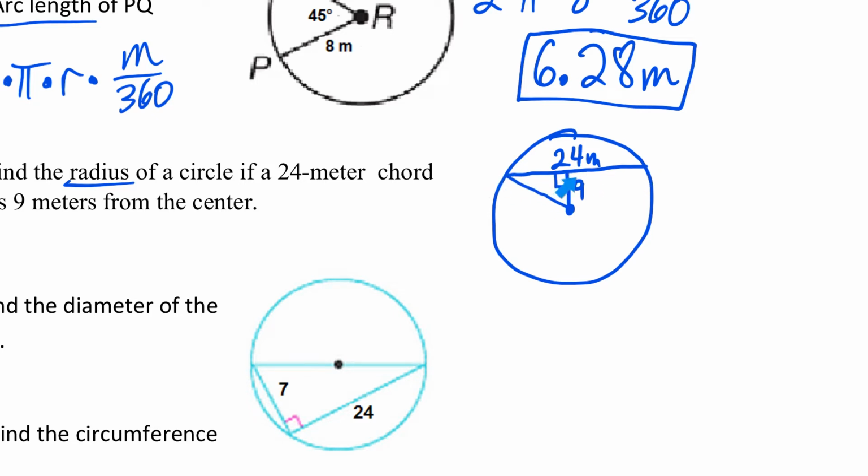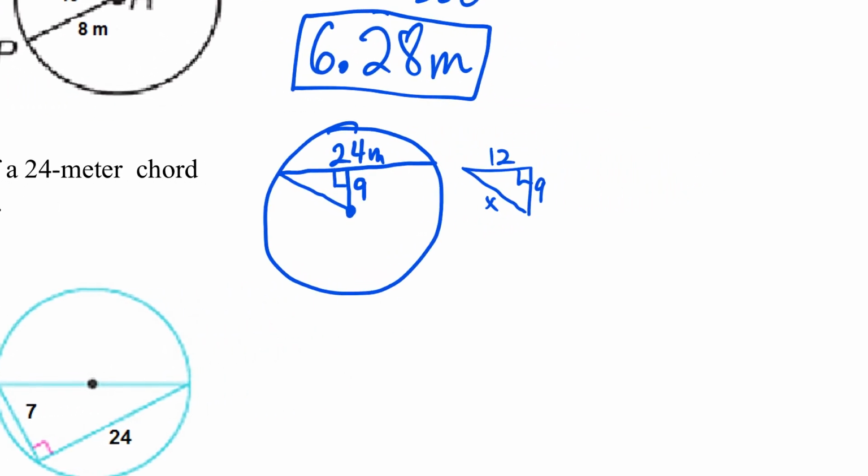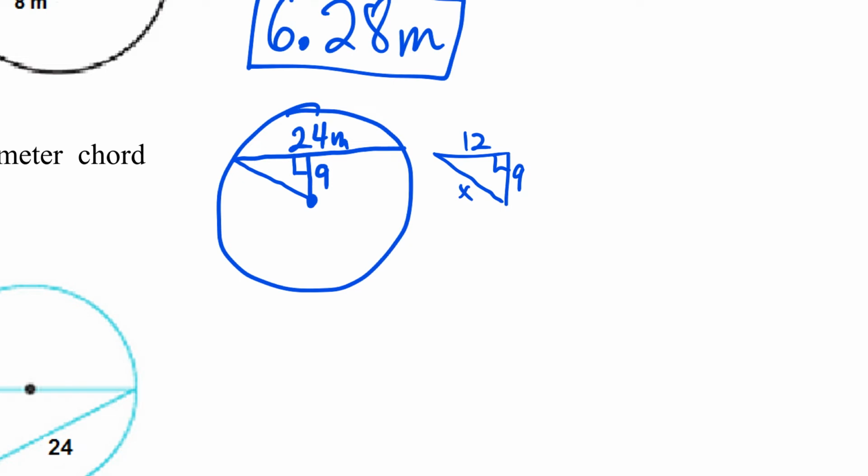So how long is it going to be from here to here? 12. So basically inside of this, you're going to have where this side is 12, this side is 9, and we're looking for this side, which is going to be the radius of the circle. So how would I find that side? Okay, Pythagorean Theorem. Now this one I'm looking for the hypotenuse, so do I add or subtract? Add. So 12 squared plus 9 squared, square rooted. And that's going to give you 15 meters.